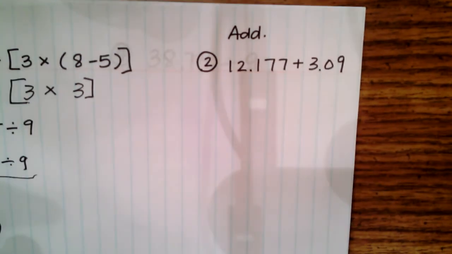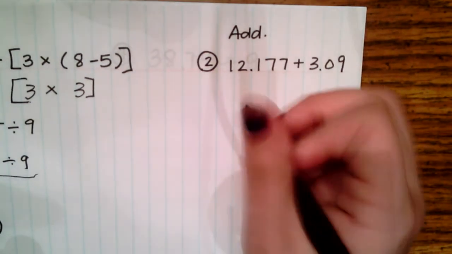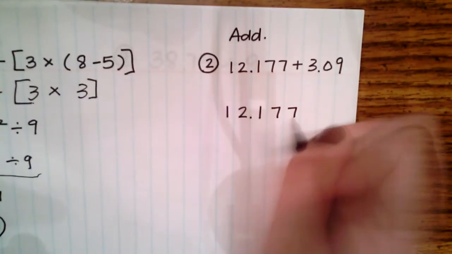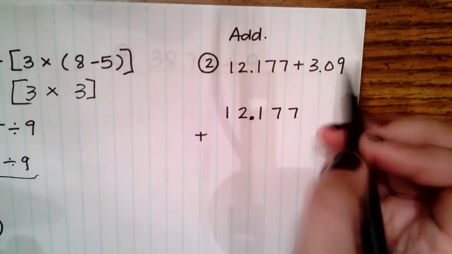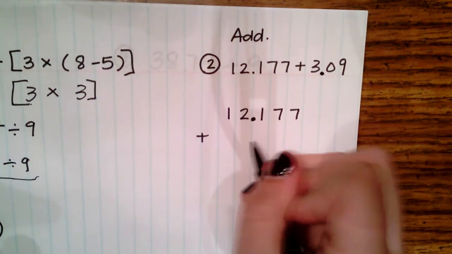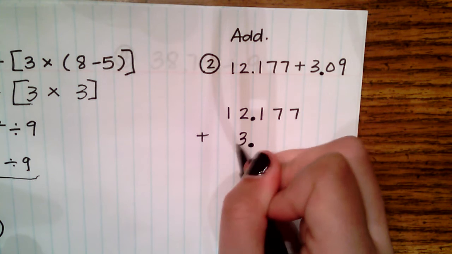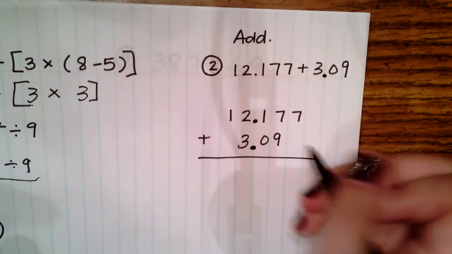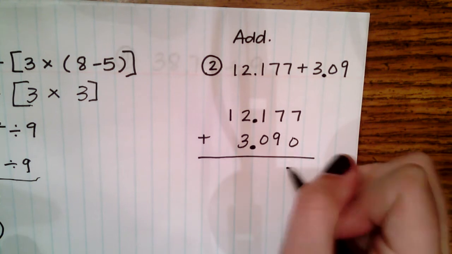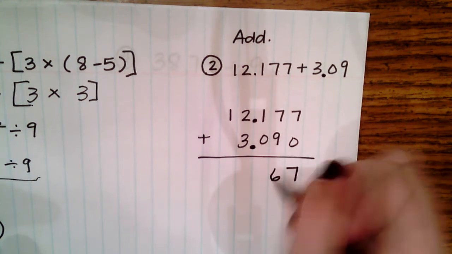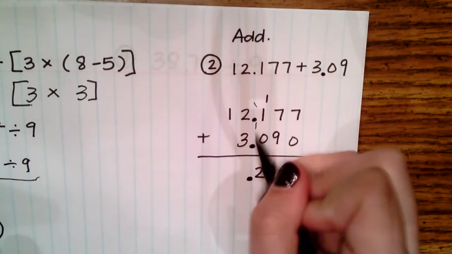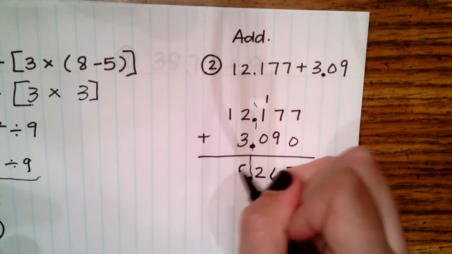Then we have reviewing adding decimals. 12 and 177 thousandths plus 3 and 9 hundredths. I need to line up my decimals, so I'm adding the same units. 7 plus 0 is 7. 16, 2, decimal point. They're all lined up. 5, 1.